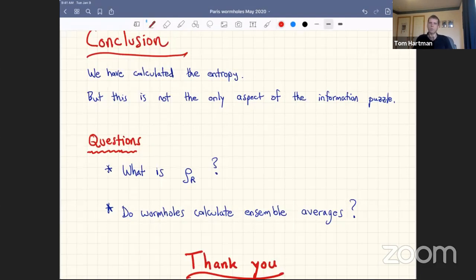So I think there's an open question of whether replica wormholes and the associated island rule somehow know about this average, or rely on this average, or are computing some kind of average for you, or whether they're something that you really include in an individual copy of the microscopic theory. And I'll stop there. Thank you.